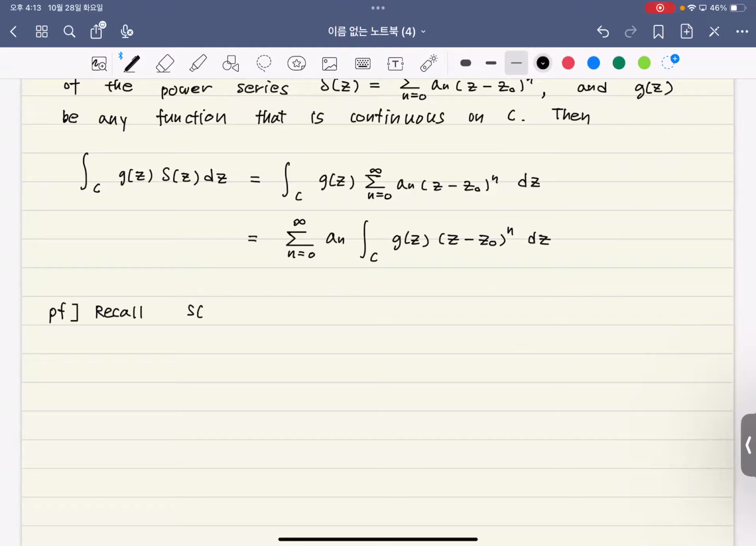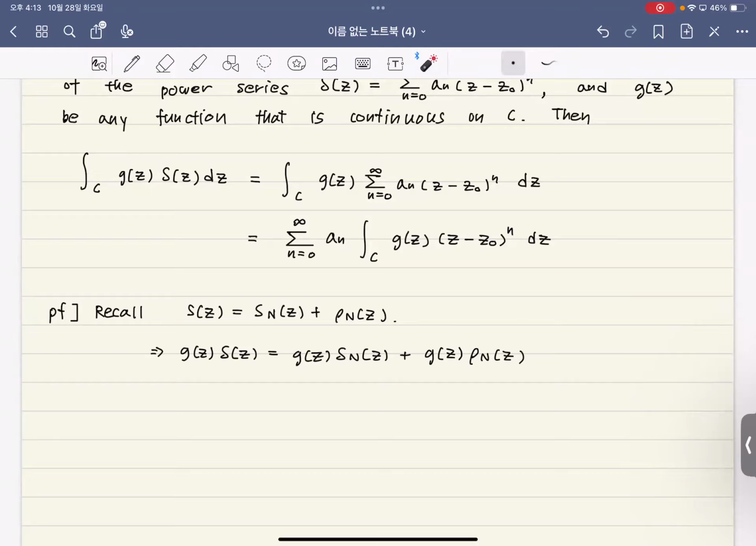Again, we're going to use S of z. I'm going to break down S of z as the sum of the partial sum sequence plus the remainder. And for this integrand, we multiply by g of z. So g of z times S_n of z plus g of z times the remainder.